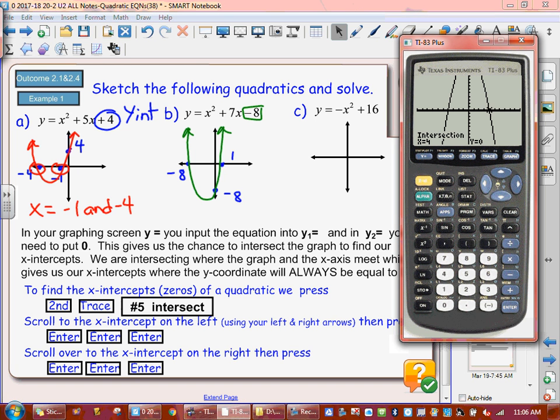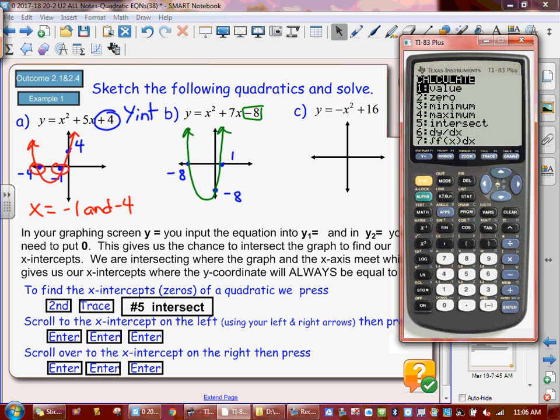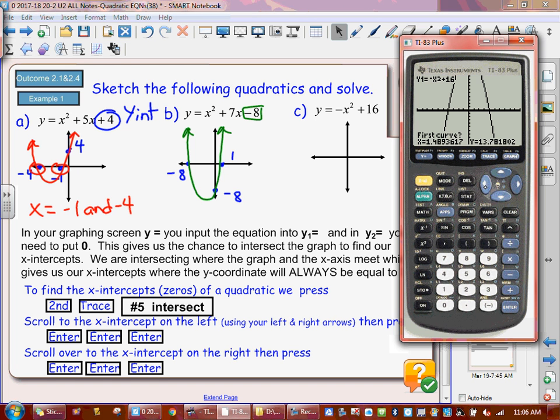Any guesses on the second one? -4. You're right. So let's just try it and confirm. Second trace, 5. Now we have to move the cursor to the left. Move your cursor using your left arrow only. Keep hitting the left arrow. Watch your x numbers because you want to see them go to the negative numbers. As soon as you see x in the negative numbers, you can start hitting enter 3 times. We actually don't have to literally see the cursor as long as we know it's over halfway. So now we hit enter 3 times, and we know -4.